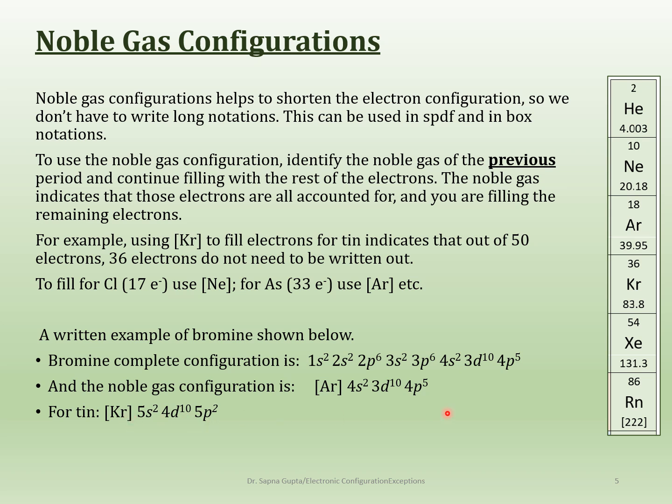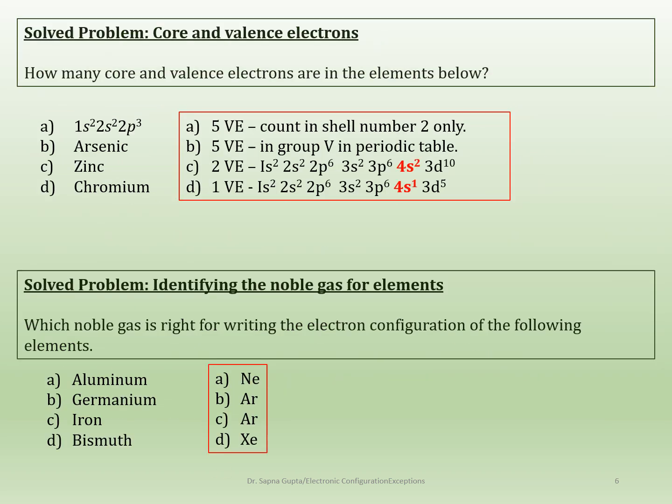When you're doing noble gas configurations, please mind that the question should ask for it. Because I sometimes ask you to write the complete configuration for elements. So I want you to write the complete configuration. I don't want you to take shortcuts all the time, but in some cases you have to take shortcuts. So for yourself, you can do it, but not for me. If I ask you for the complete configuration, you've got to give me the complete thing.